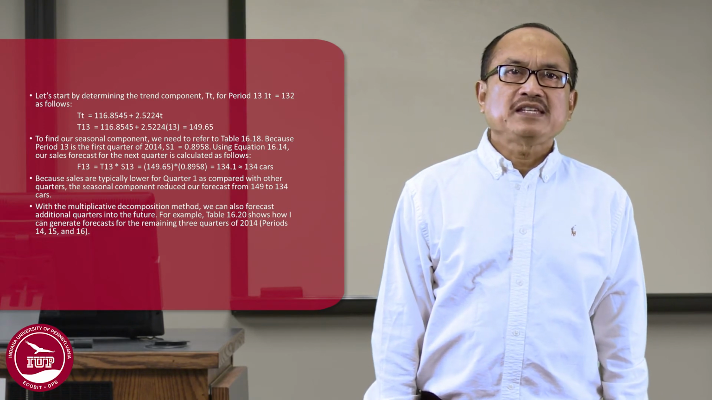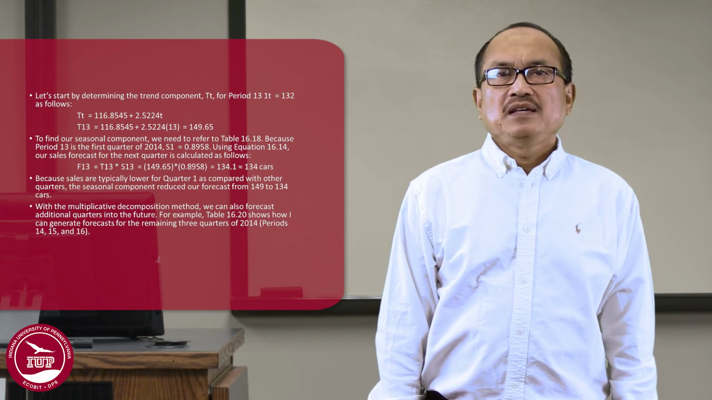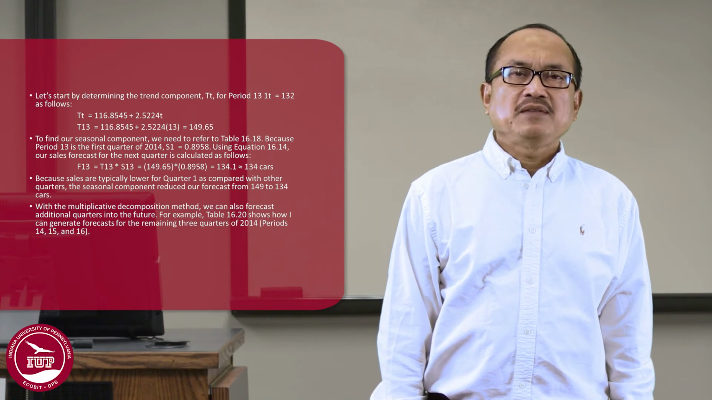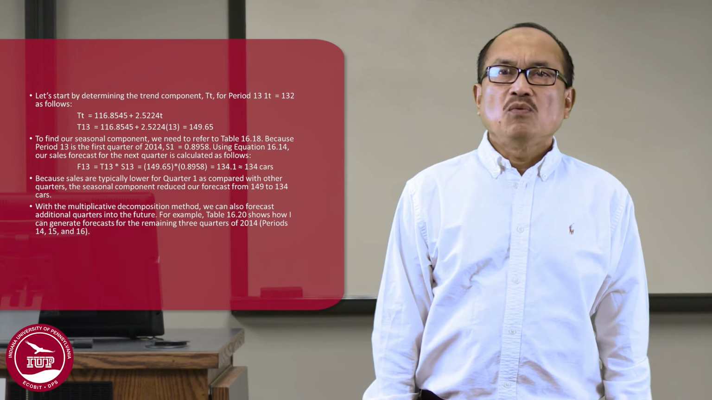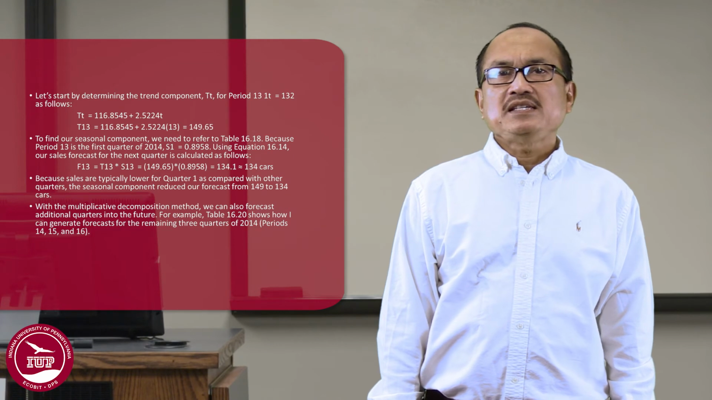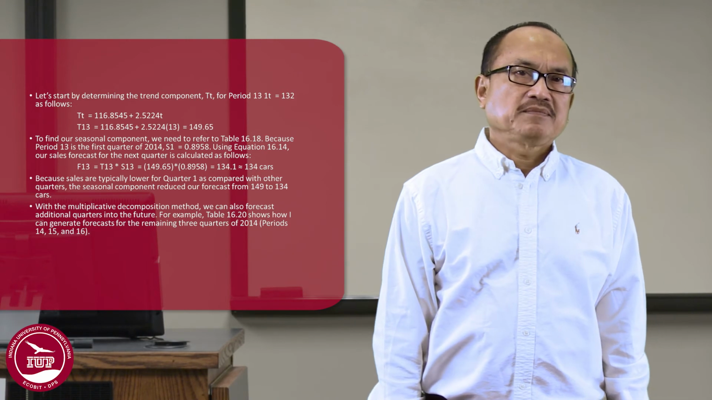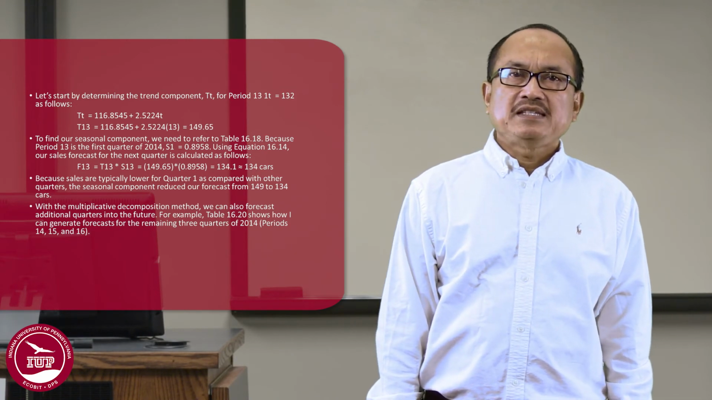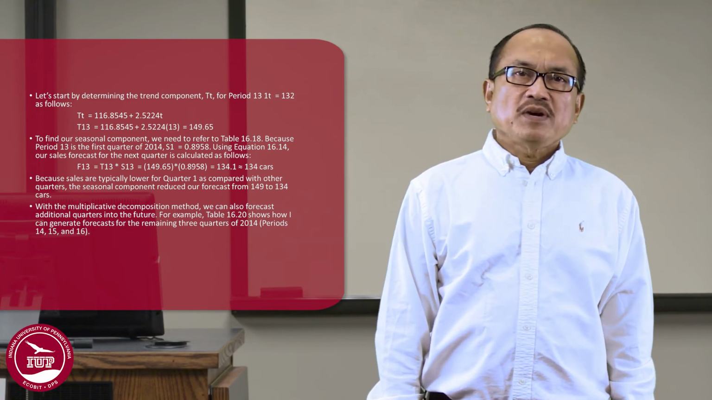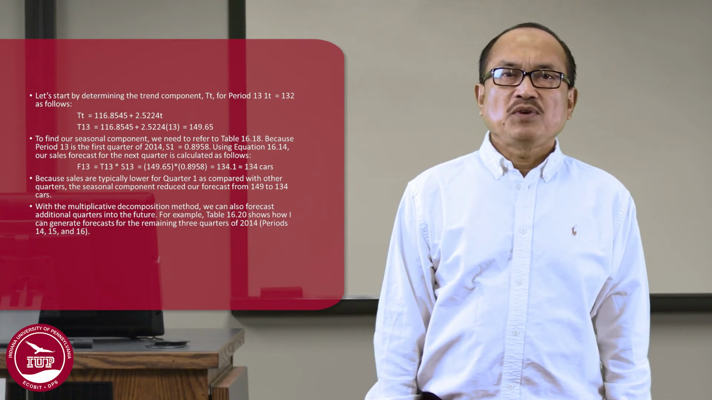TT equal to 116.8545 plus 2.5224T. We replace T with 13 and then we will get T13 equal to 149.65. To find our seasonal component, we need to refer to table 16.18 because period 13 is the first quarter in 2014. S13 equal to 0.8958 using equation 16.14.